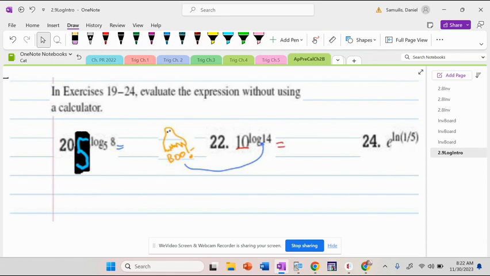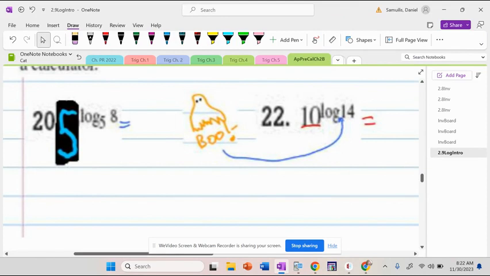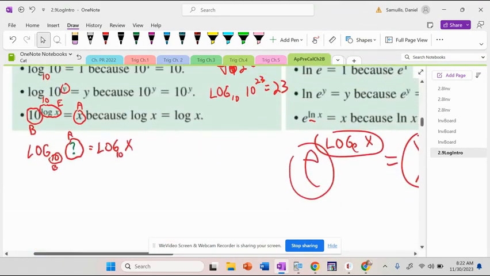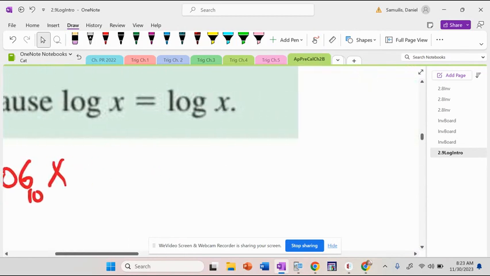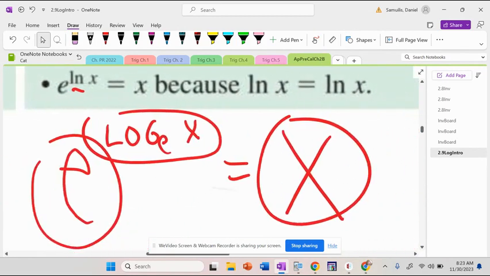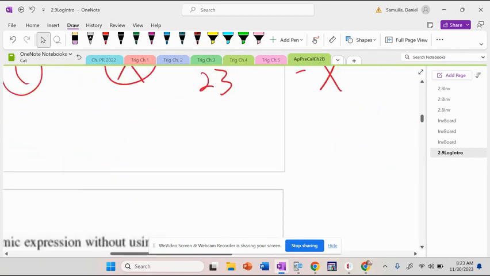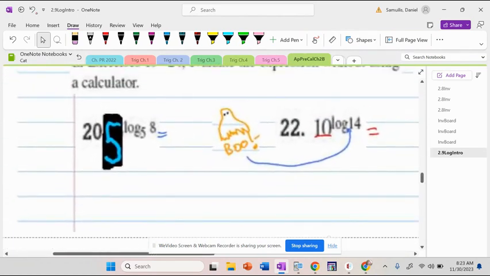Isabella, you should be able to do these next two without a problem. What's 5 raised to the log base 5 of 8? What's the answer to this question? And then what's this rule? It's this one that I proved, and then this one. Let's go back to the question. What is the answer to this? It is 8.